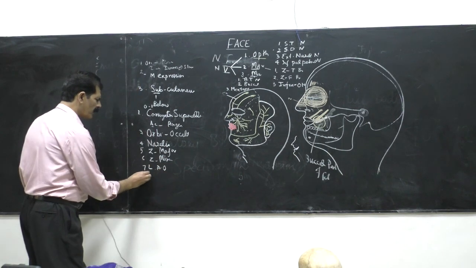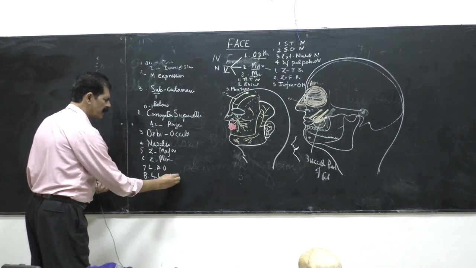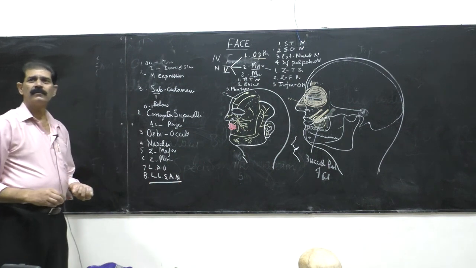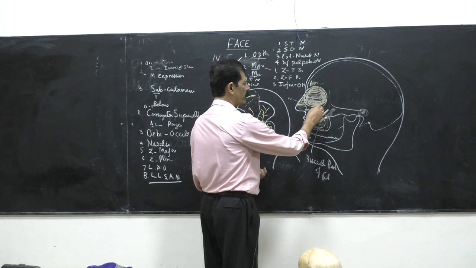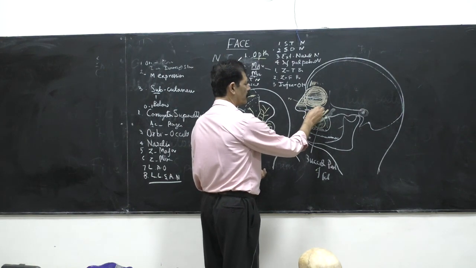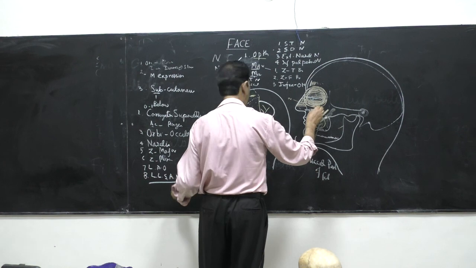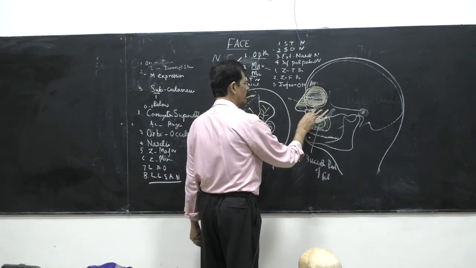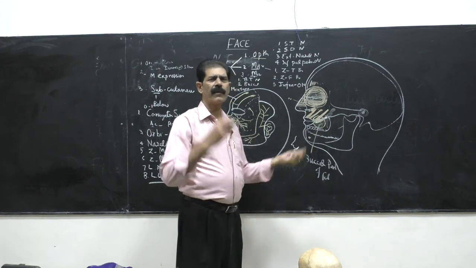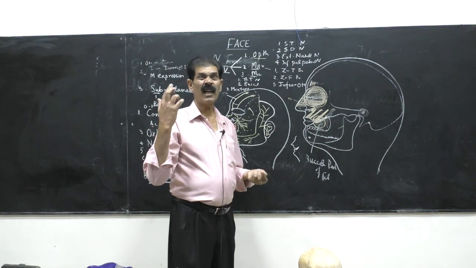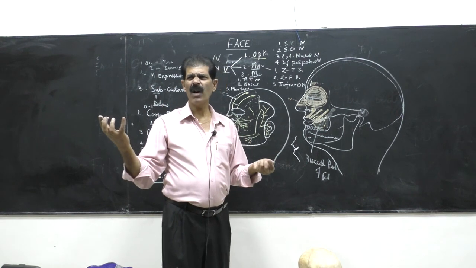Then the longest name of a human muscle: levator labii superioris alaeque nasi. This is the longest name of a human muscle. This muscle also takes origin from the maxilla bone and is inserted over the ala of the nose and the upper lip. So when this muscle contracts, what will happen? Our nostril and the upper lip go like this. So whenever we are irritated, this gives the expression of irritation.